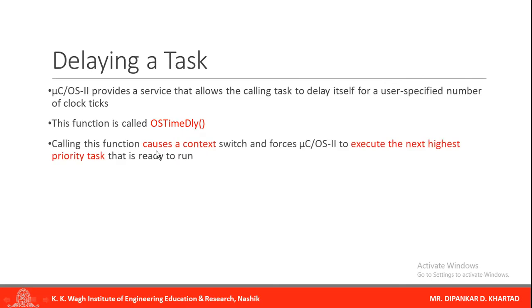Calling this function causes a context switch and forces MuCOS 2 to execute the next highest priority task that is ready to run. So if one task is running and that task calls OS time delay, what will happen? The kernel will run the next higher priority task than that one.